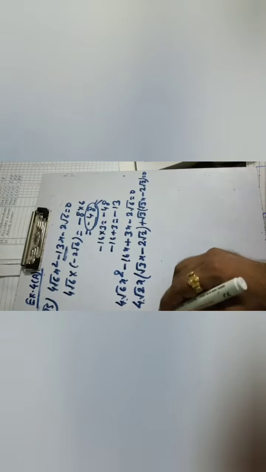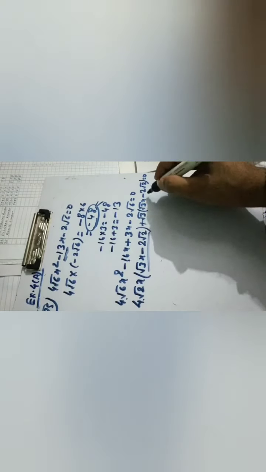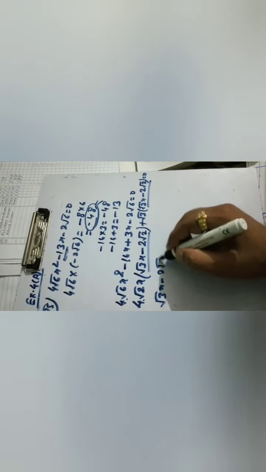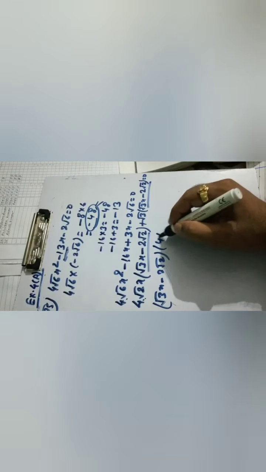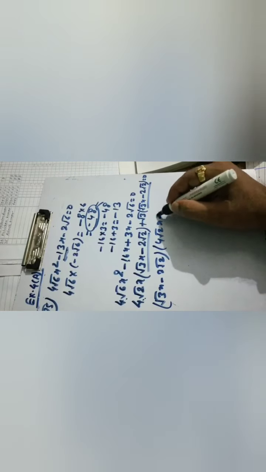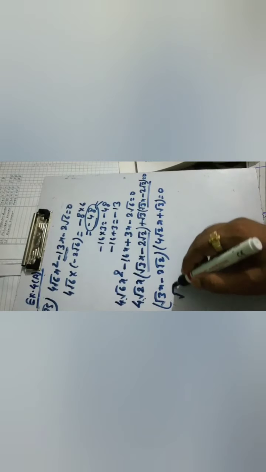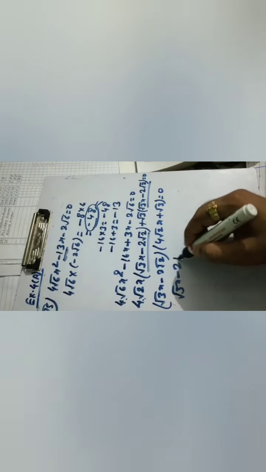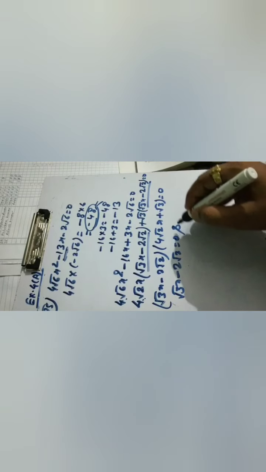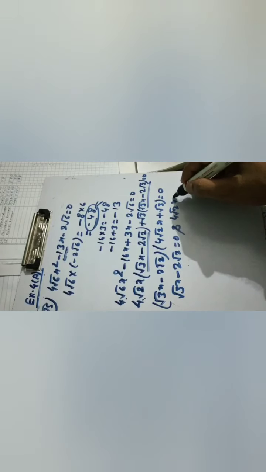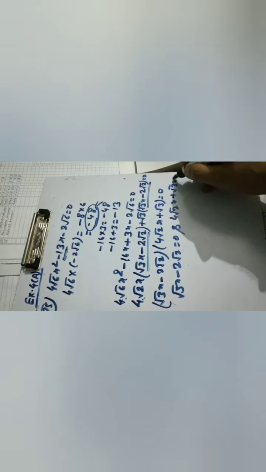Okay, then root 3x minus 2 root 2 is common. Root 3x minus 2 root 2 is common, and here 4 root 2x will be left, and here root 3 will be left, equal to 0. This implies that root 3x minus 2 root 2 is equal to 0, and 4 root 2x plus root 3 is equal to 0.